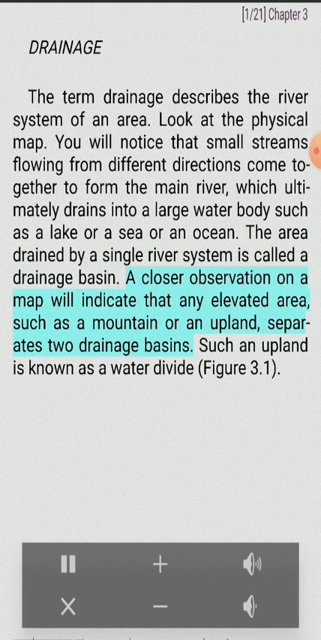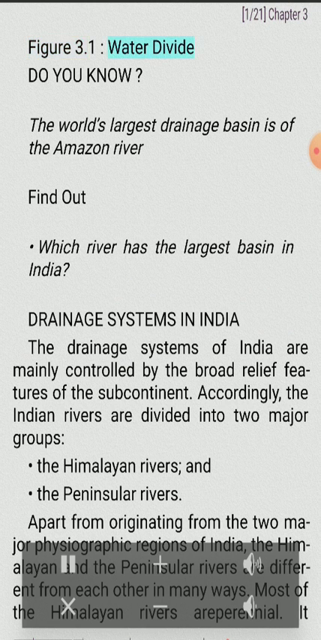A closer observation on a map will indicate that any elevated area, such as a mountain or an upland, separates two drainage basins. Such an upland is known as a water divide, Figure 3.1. Water divide. Do you know? The world's largest drainage basin is of the Amazon River. Find out. Which river has the largest basin in India?